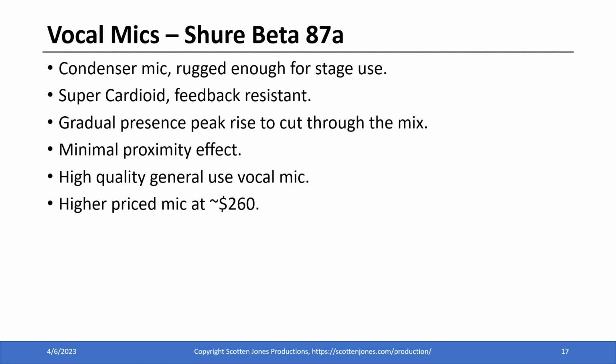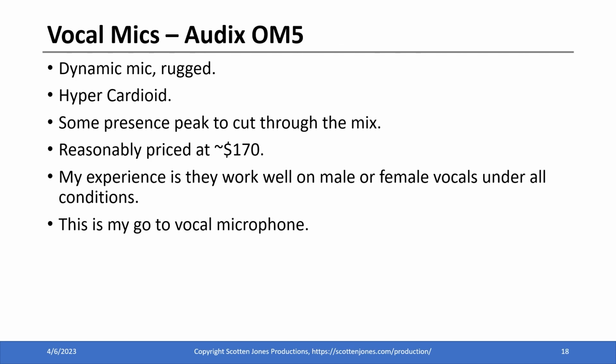And I own my go-to wired vocal mic. I own like 10 of them. And the ones I use are $170. So paying an extra $90 for 10 microphones, that's real money. So, without further ado, this is what I use. Audix OM5. It's a dynamic mic. It's rugged, hypercardioid, so it's a nice tight pickup pattern. Some presence peak, but it's a relatively smooth one. Reasonably priced at $170. And I have used these on so many gigs with hundreds and hundreds of artists.